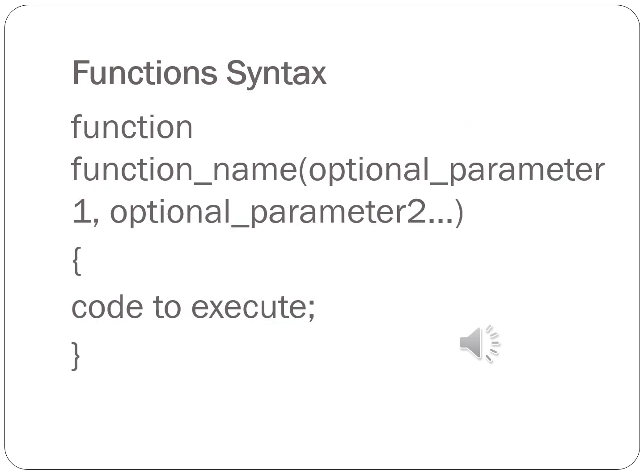To create a function, we use the keyword function, then the name of the function, no special characters, and it's got to begin with a letter. Brackets, parameters, if applicable, separated by commas inside the brackets. Code to execute in curly brackets. The syntax is identical to JavaScript functions.